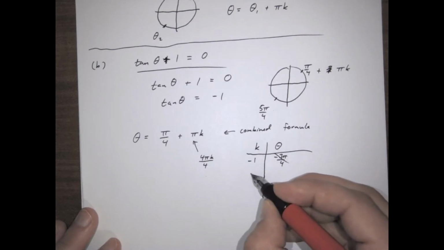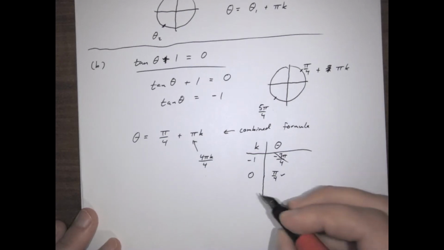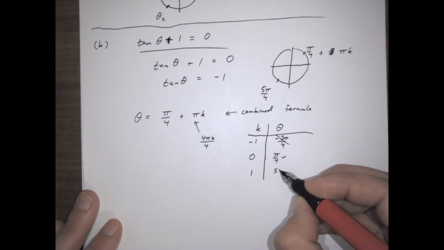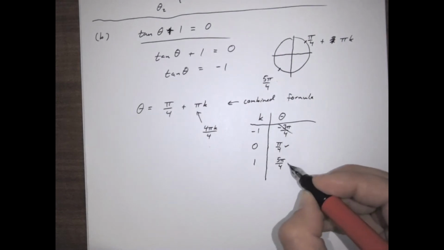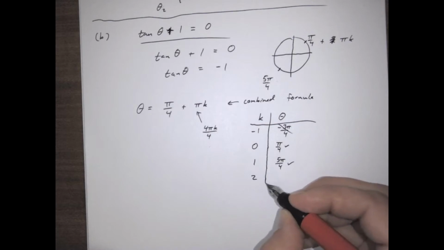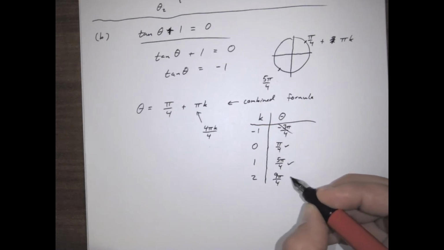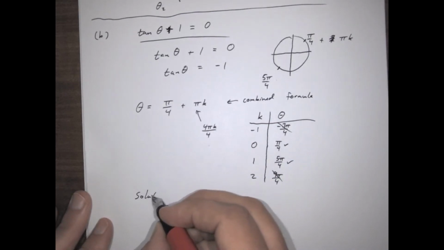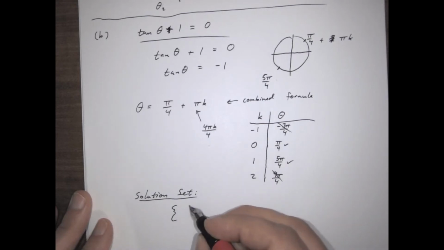And not in the range. We wanted 0 to 2 pi for these ones. k equals 0 is going to make pi over 4. That is in the range. Try k equals 1. That's going to make 5 pi over 4, pi plus 4 pi. That's in there. And then the next one out would be 2, which would mean pi over 4 plus 8 pi over 4, which will be 9 pi over 4. That's bigger than 8 pi over 4, so no good. So then the solution set is just going to be those two.